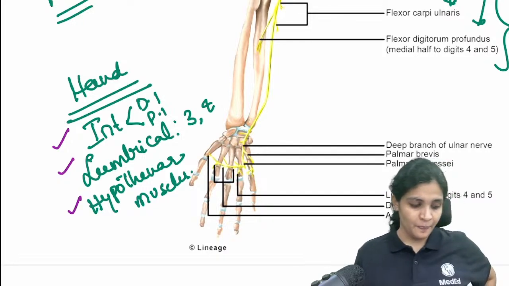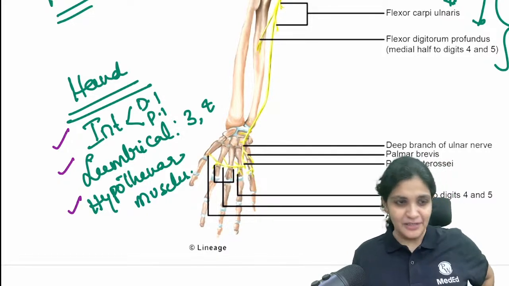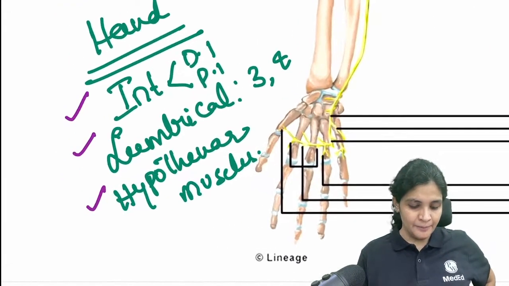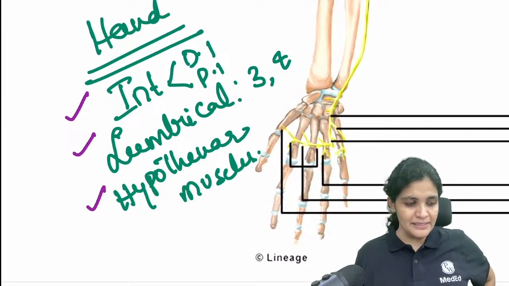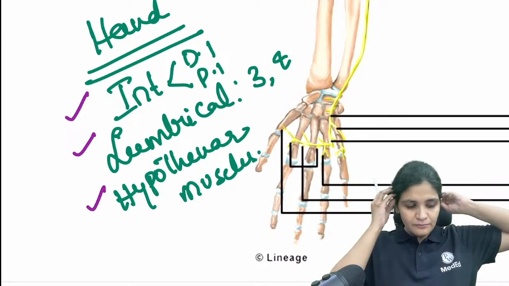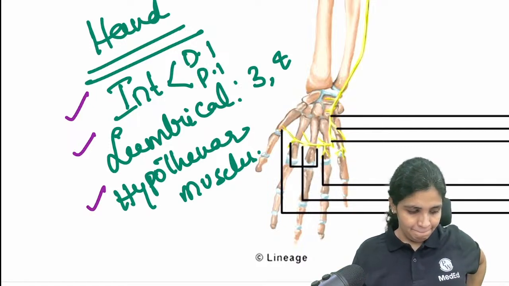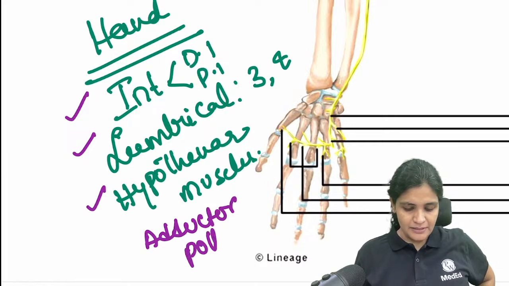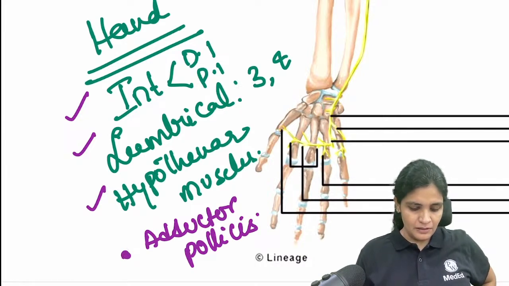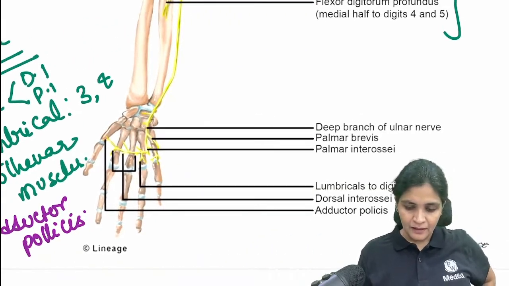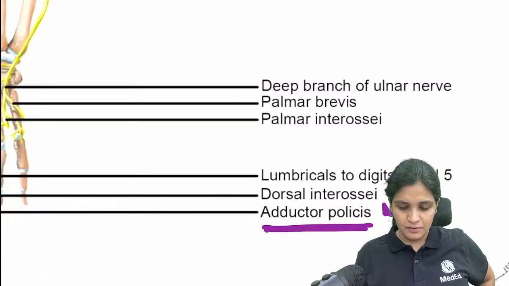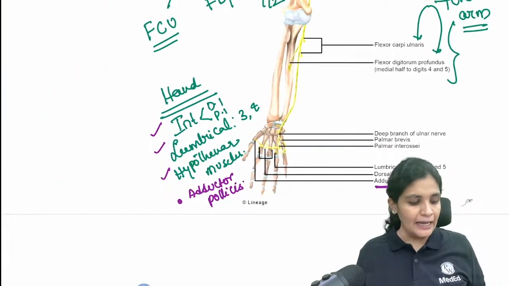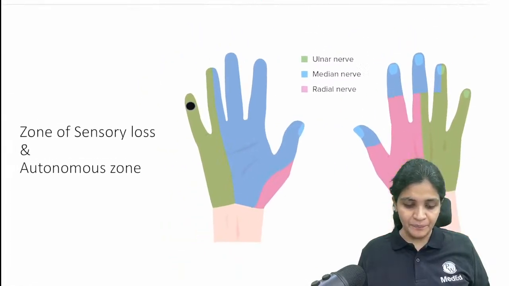Which muscle is that? Something like this is very interesting for the examiners as well. They keep asking questions only on this muscle. So what is that muscle? Thenar group, but supplied by the ulnar nerve. Yes, adductor pollicis. Very, very important. You have to remember. So this is a thenar group muscle which is supplied by the ulnar nerve. This is your adductor pollicis. And now coming to the, yes, very good.